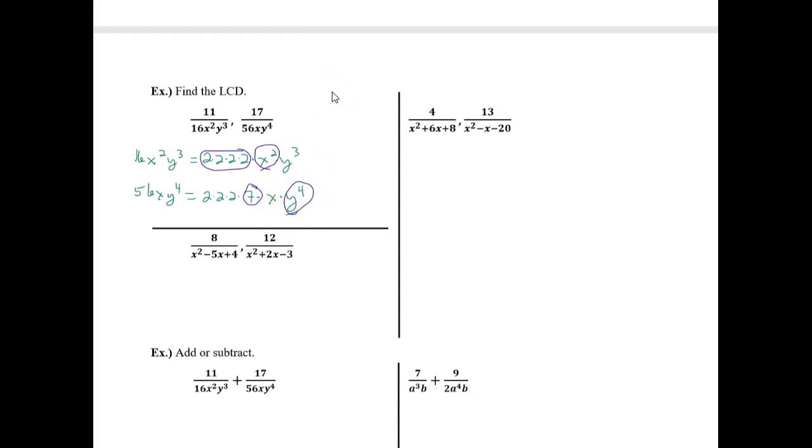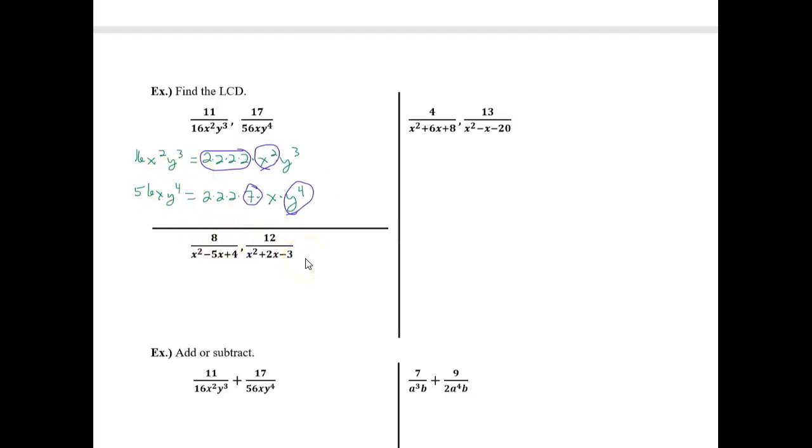You might ask, why do we take the most if we're looking for the least common denominator? And the answer is it's a multiple. It's the least common multiple of the denominators. So for a number to be a multiple of this, I have to at least have 4 2's and x squared. For a number to be a multiple of this, I have to have a 7. I have to have y to the 4th. Multiples get bigger, so I have to take at least as much as in each term.